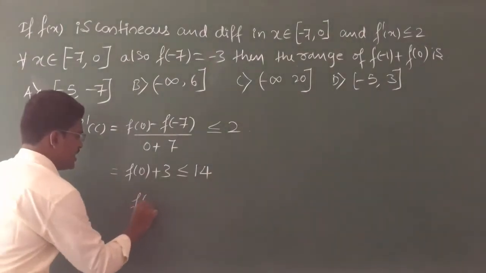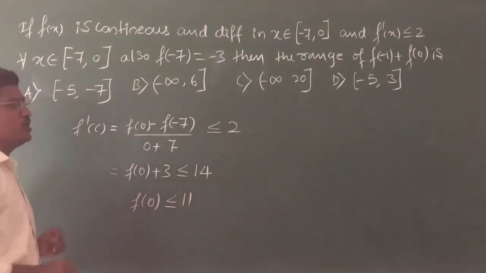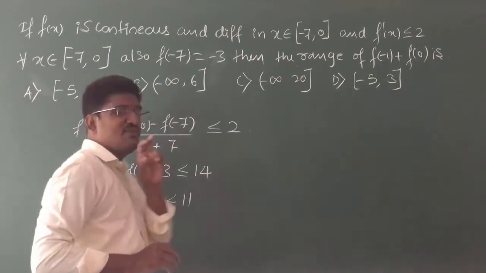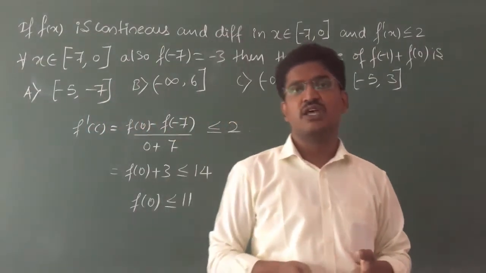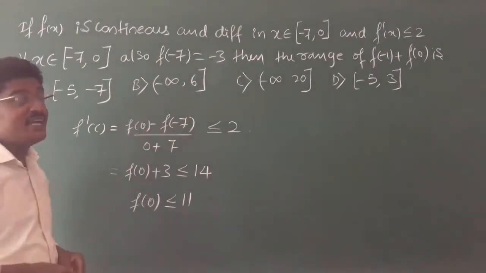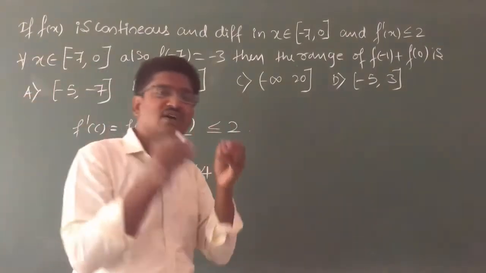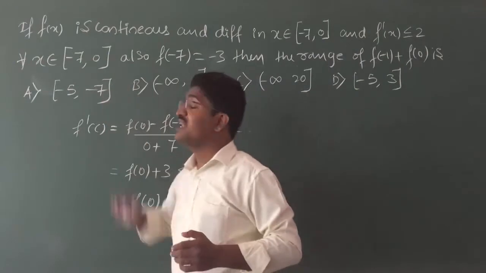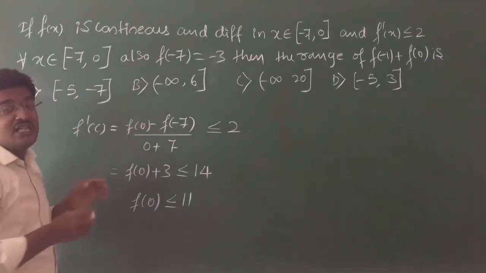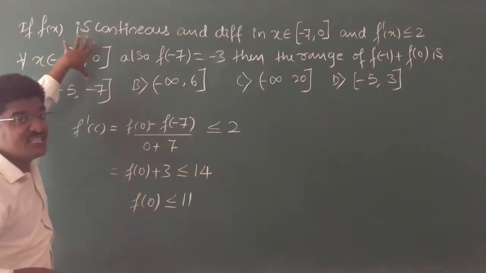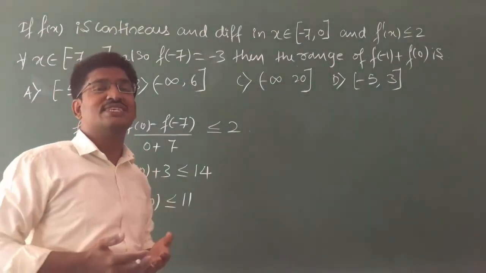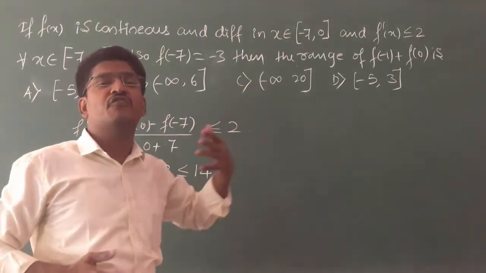Clear? So from this we can write f of 0 is lesser than or equal to 11. From the remarks and notes of the Lagrangian mean value theorem, whenever a function is differentiable in the closed interval, it is also differentiable in the subintervals of the given interval, that is minus 7 comma 0. Any function, if it is differentiable for this interval, must also be differentiable for the subintervals present in minus 7 comma 0, because for differentiability we say it is differentiable at every point of that interval.